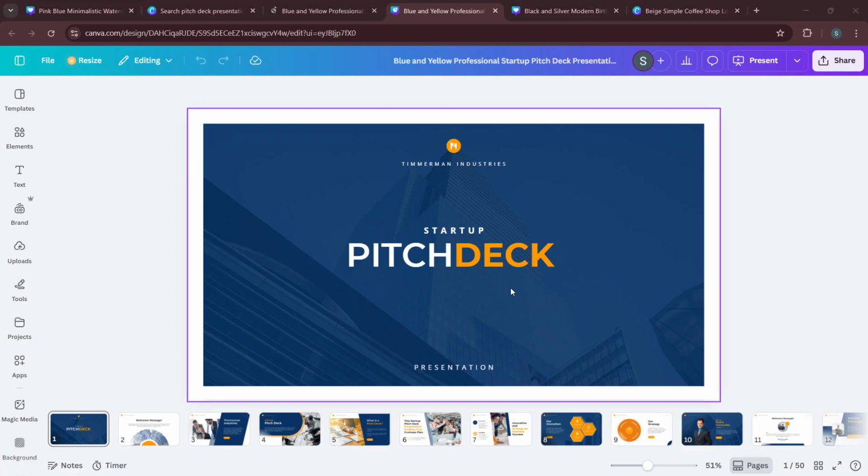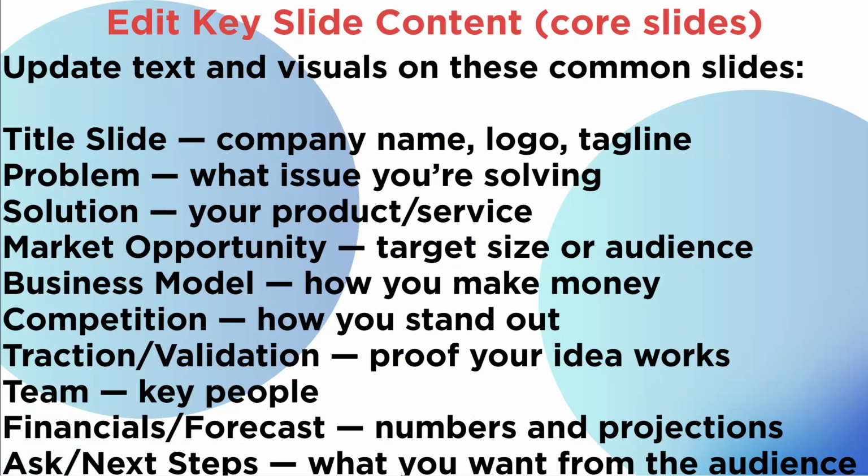Now edit the core slides. Begin with the title slide. Add your company name, upload your logo, and write a crisp tagline that states your value in one sentence. Move to the problem slide and clearly describe the pain your audience faces. Keep it concrete and relatable, and support it with a simple visual.